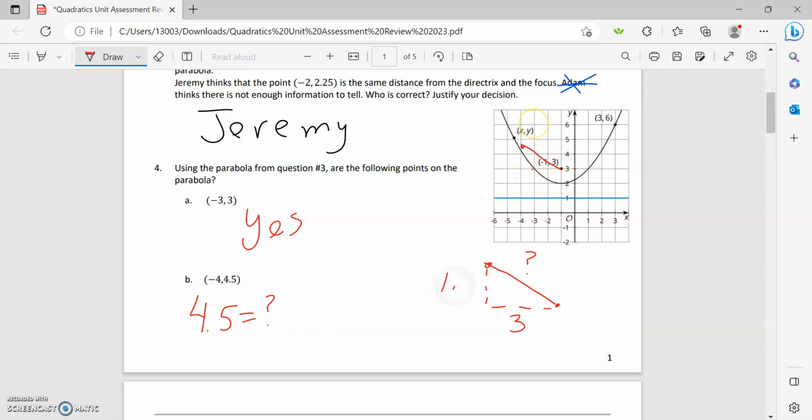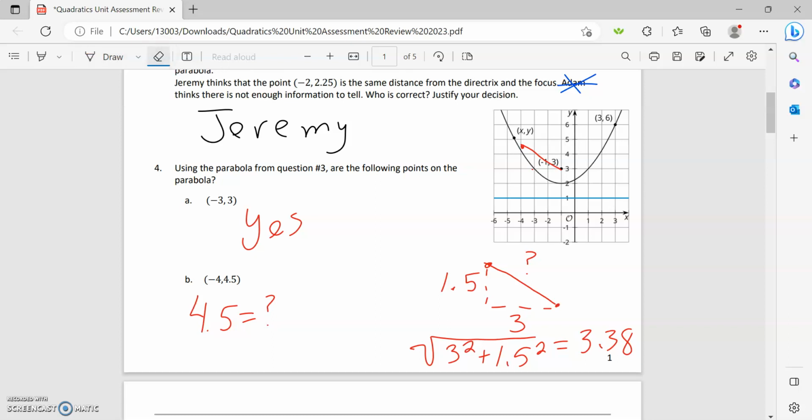So that's 1.5. So Pythagorean's theorem says if I take the square root of 3 squared plus 1.5 squared, I will get the distance to the focus. And if I run that in my calculator, it's like 3.38 something, I think. The point is, it's not exactly 3.5.